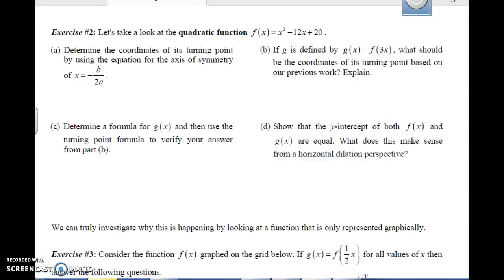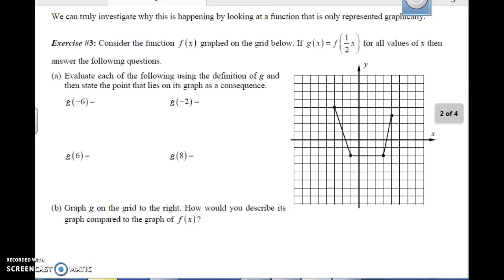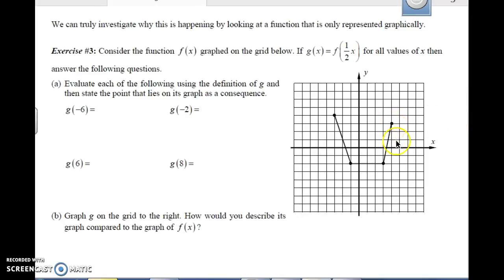All right, now for the last one, we can truly investigate why this is happening by looking at a function that is only represented graphically. So let's save this problem for class the next day, and we'll go over what happens graphically when we deal with this problem.